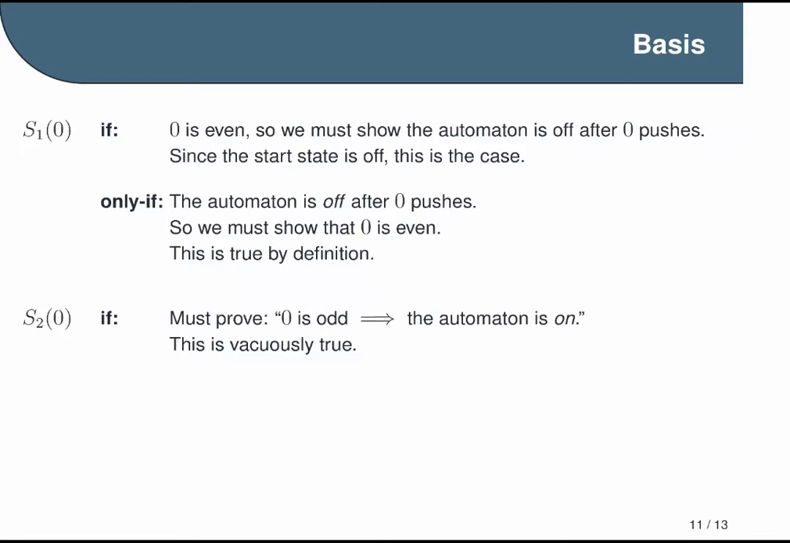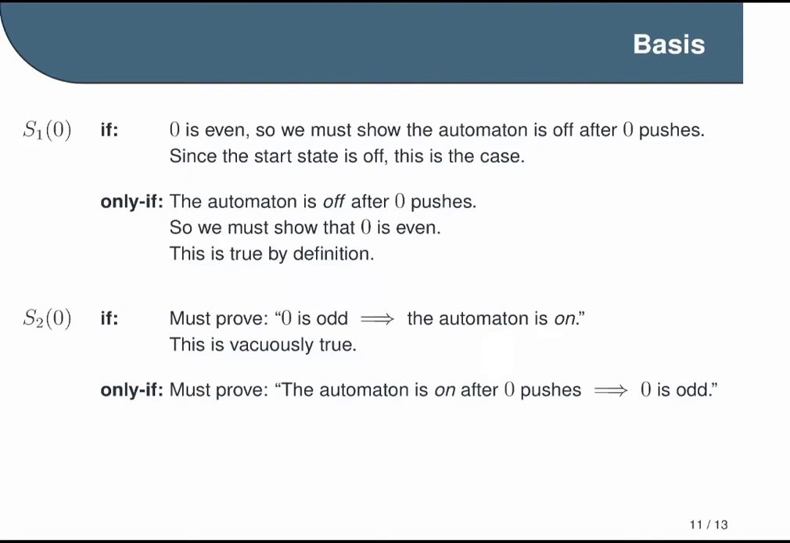Lastly, going in the only if direction is kind of the same thing, right? We're saying if it turns out the automaton is on after 0 pushes, then we have to show that 0 is odd. But we know that the automaton is not on after 0 pushes because the start state is off. So again, this is false and the implication is true. So we have now proven that our statement S sub 2 holds at the base case where we've received 0 pushes.